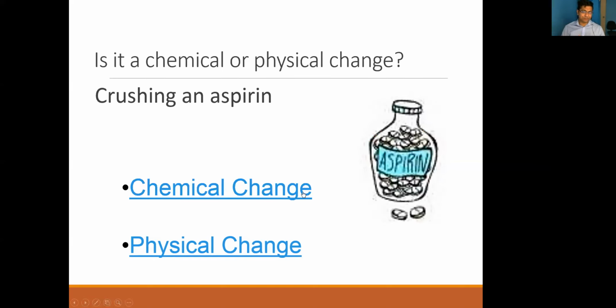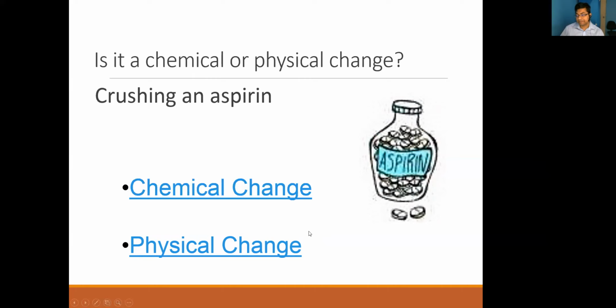Okay. Now, crushing an aspirin. You know aspirin? Sometimes we use it as a pain relief. Sometimes we use it as a blood thinner for people who have some cardiovascular disease. Hopefully no one will have that. But the aspirin has a special property. It can dissolve in water or blood, and it makes the blood thin. So is crushing an aspirin a chemical or physical change?